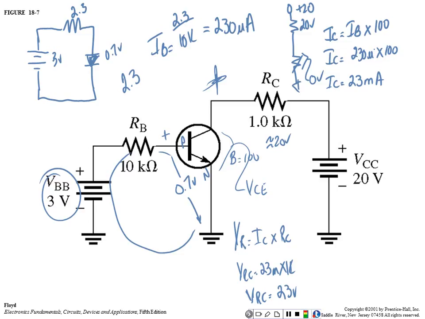So let's redo that. I'm going to go to a lower beta. So let's do a beta of 50 and let you all recalculate it.